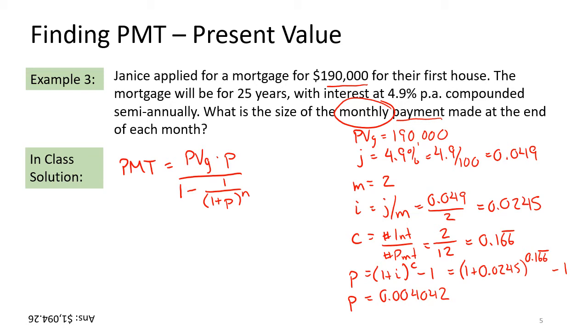The last item is the number of payments, N. She has her mortgage for 25 years, and she's making monthly payments. So that's 12, and that gives you a value of N of 300.